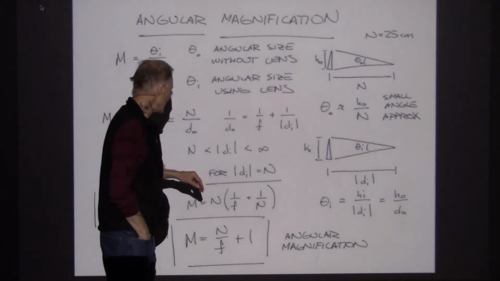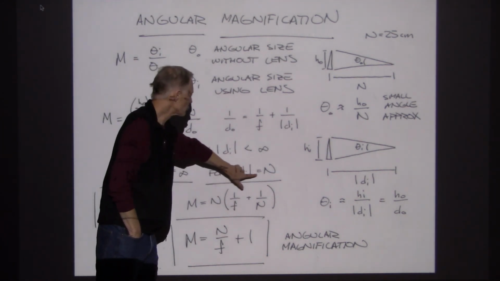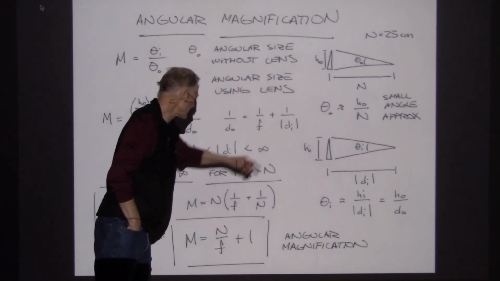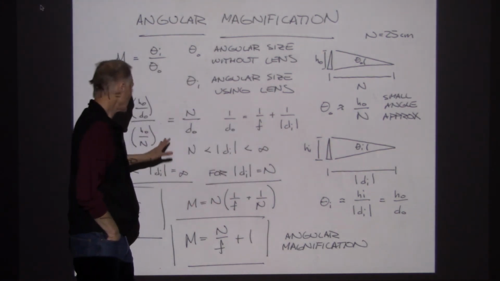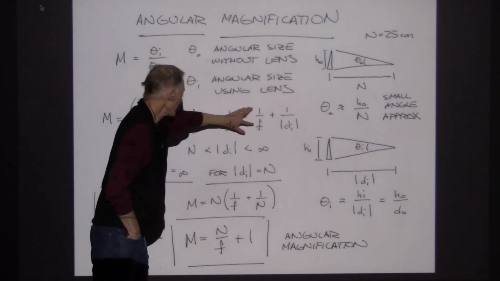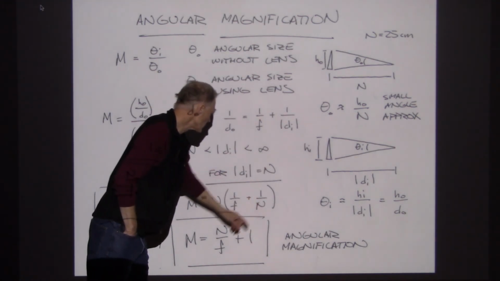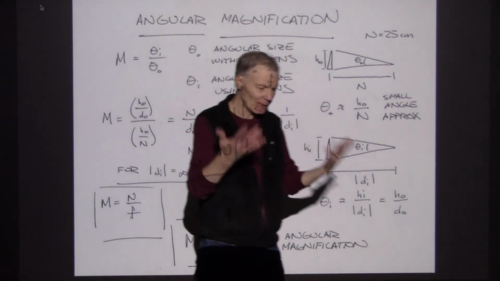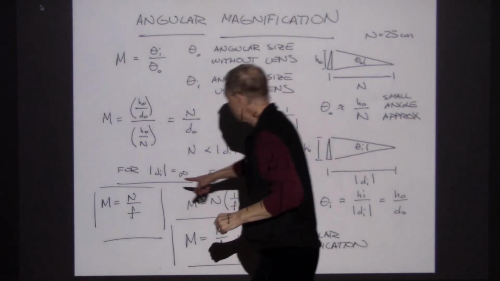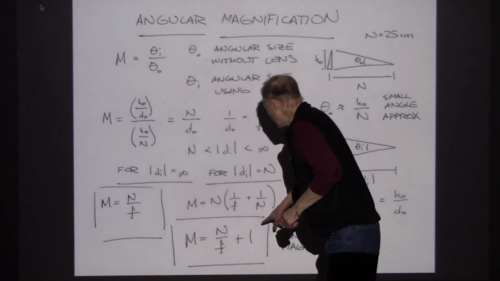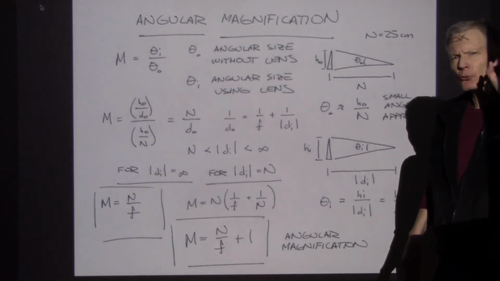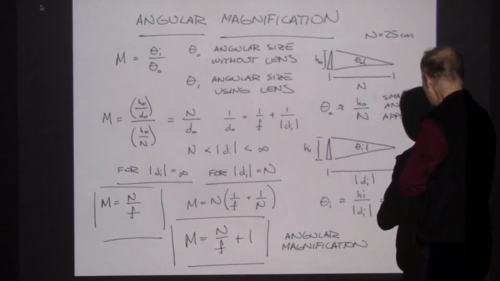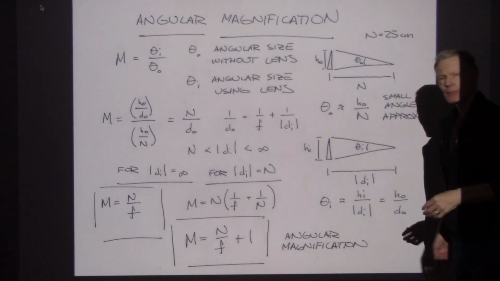The other possibility is that I use my eye and place the image right at my near point. If I use this same formula, I can solve for di this time, and 1 over d becomes 1 over f plus 1 over n. If I solve this one, the magnification is larger by 1. So if I relax my eye and use my magnifier, I get a magnification of n over f, where f is the focal length of the lens. If I'm an overachiever and I'm using the converging power of the lens inside my eye, I get n over f plus 1. Those become our range of angular magnification formulas.